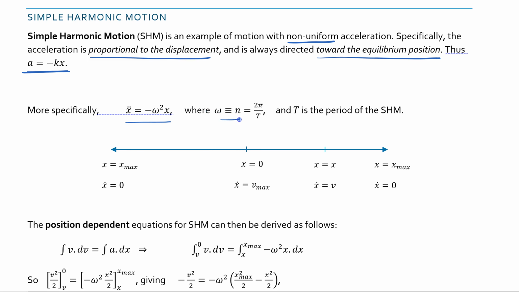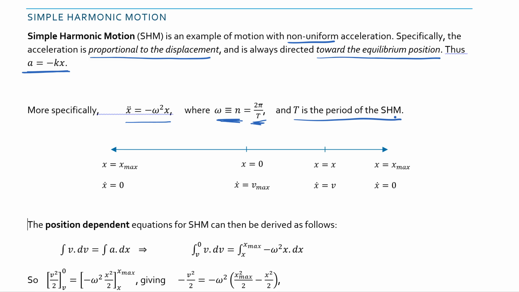x, where omega, which is sometimes referred to as n, is equal to the angular velocity of the simple harmonic motion. And that will make a little bit more sense if we recognise, as we'll see later on hopefully, that simple harmonic motion is a projection of uniform circular motion onto one dimension. In any case, n, the angular velocity, is equal to 2 pi on T, and T is the period of the simple harmonic motion, which is the time it takes to complete one oscillation.